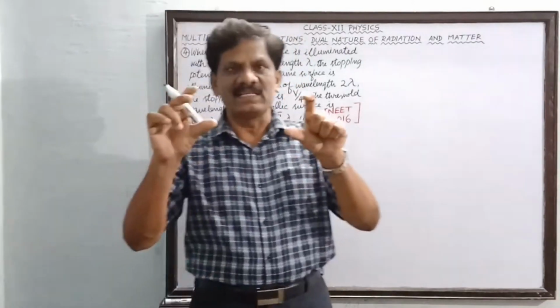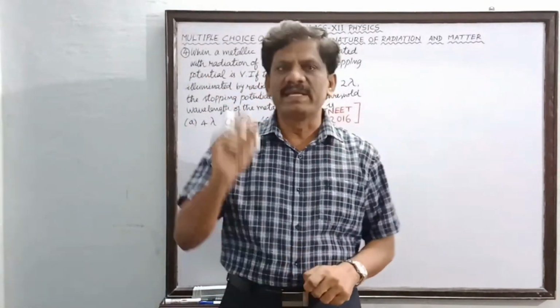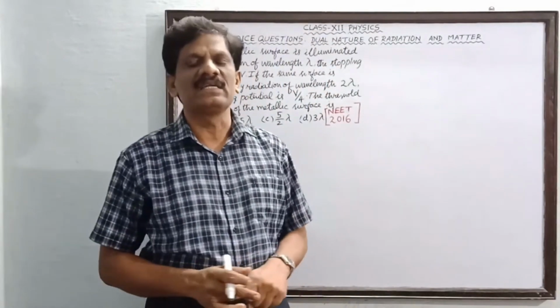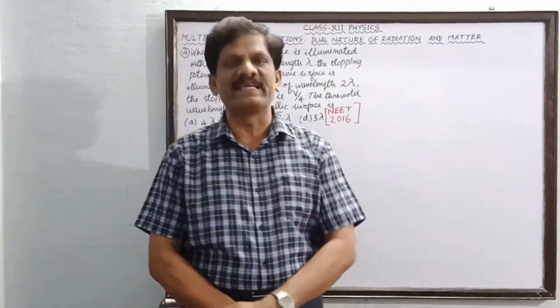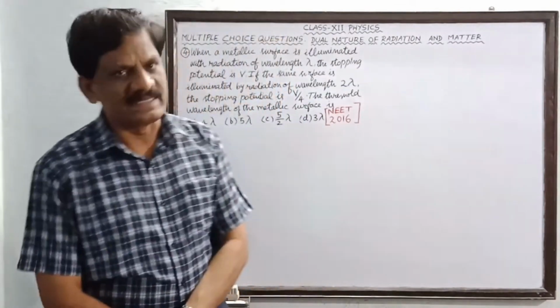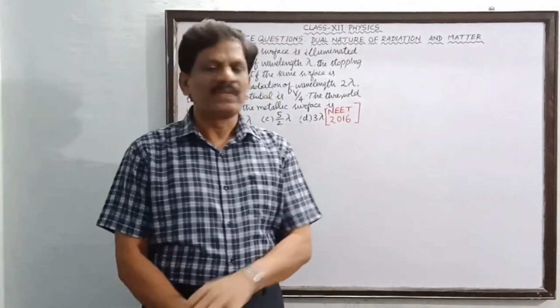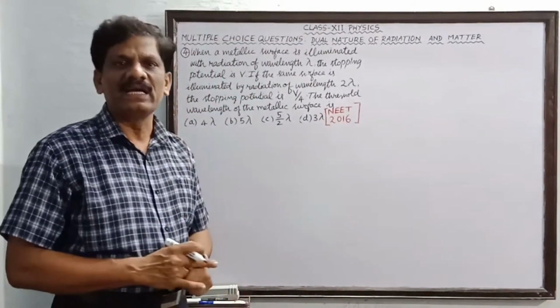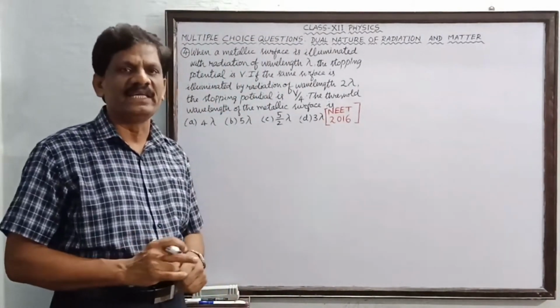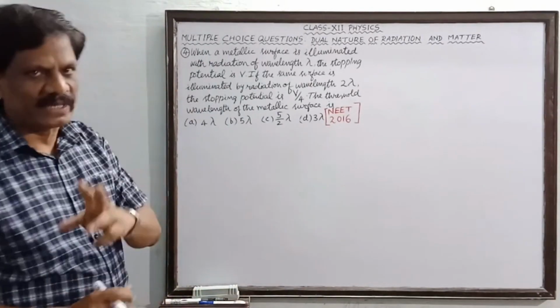Anyhow, the same metallic surface only is illuminated with different wavelengths. So the metallic surface is the same. The hint given here is that the work function of the metal will be the same. That is the hint. Work function will be the same. So we are going to equate the two equations of the photoelectric equation.